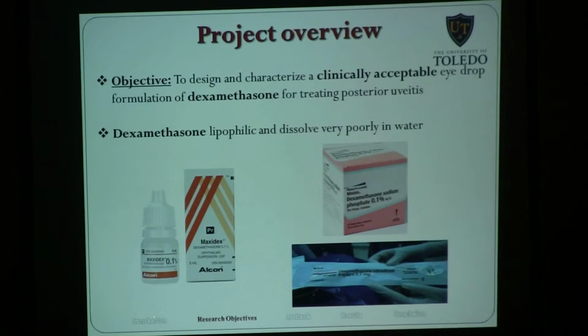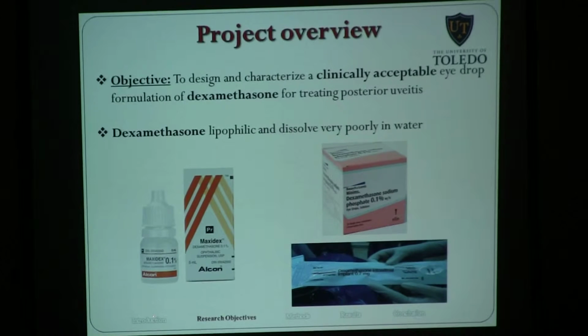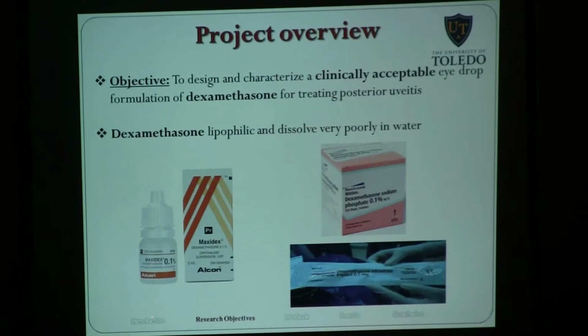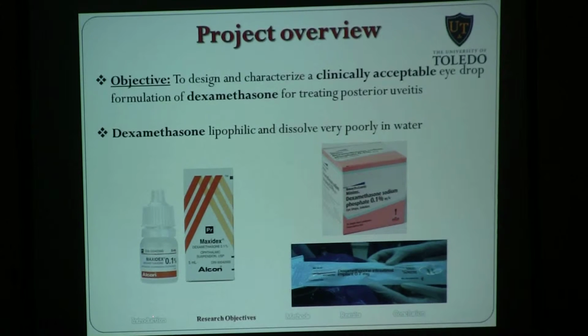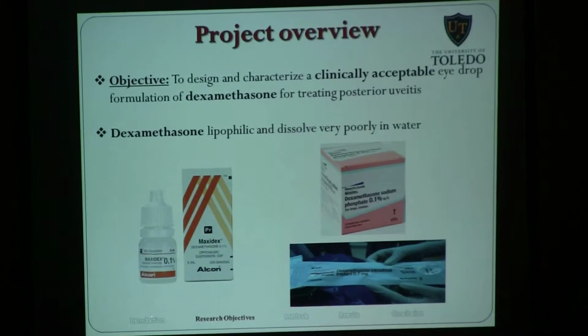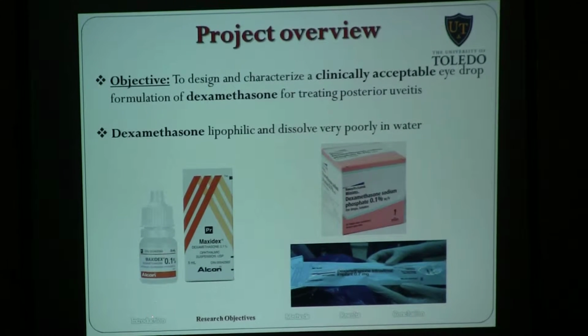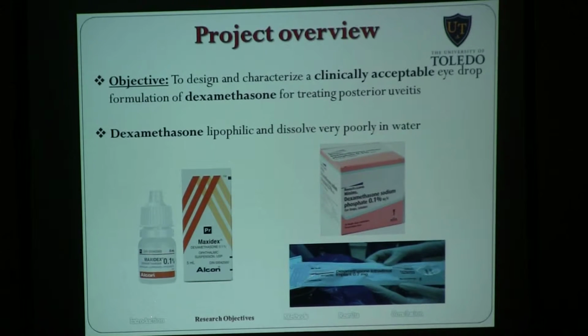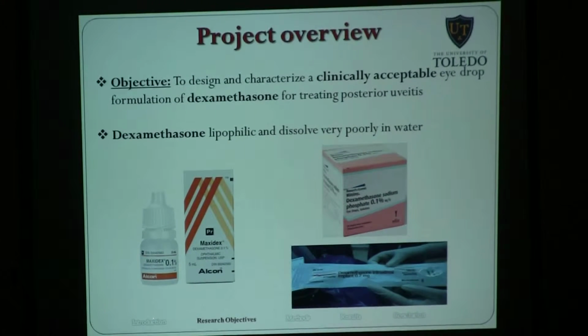And we have these marketed formulations currently. We have Maxidex, which is dexamethasone suspension. Then we have dexamethasone sodium phosphate eye drops. Then we have, again, dexamethasone intravitreal implant. These eye drops are basically used for treating anterior segment inflammations, and the implant is used for treating posterior uveitis.